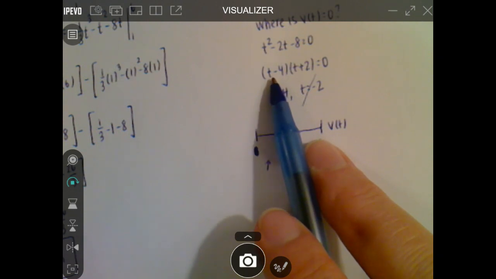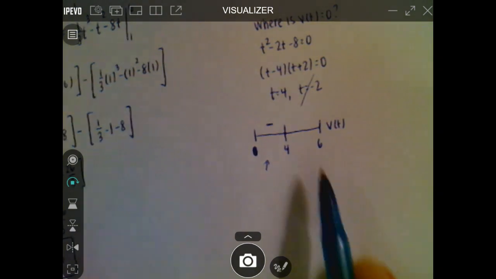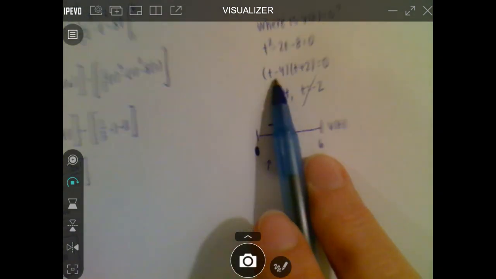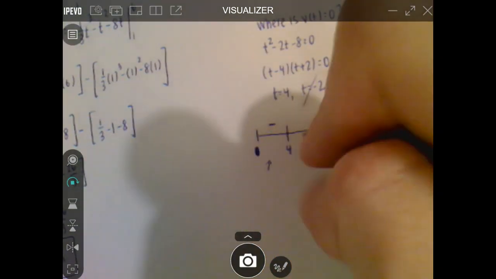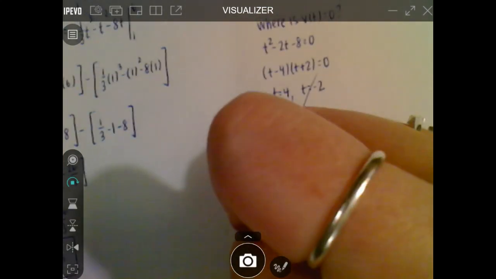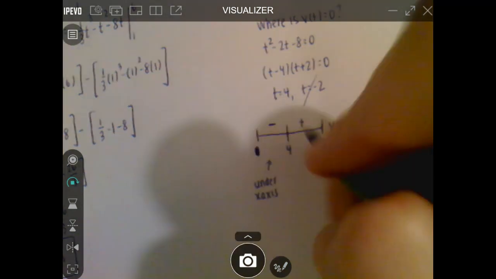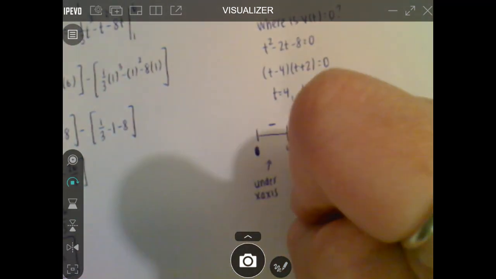I'm going to determine what my signs are. So 2 minus 4 is going to give me negative. 2 plus 2 is going to give me positive. So it looks like this one's going to be negative. If I plug in a 5, 5 minus 4 is positive. 5 plus 2 is positive. This is going to give me positive. So this is the area under the x-axis where my v of t is negative, and this is my area that's above the x-axis.